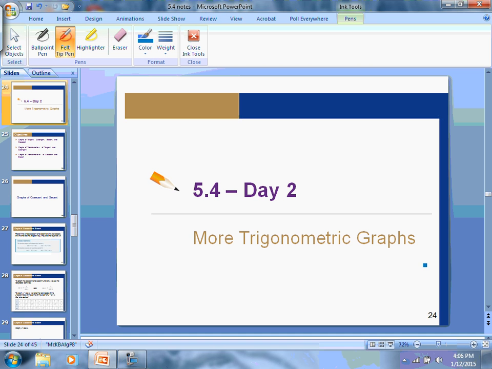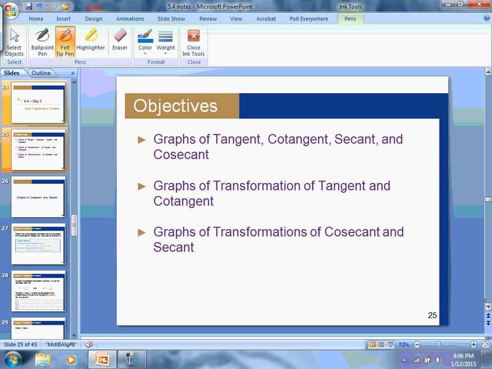These are the notes for section 5.4, day 2, entitled More Trigonometric Graphs. Today we're going to talk about the cosecant and secant graphs. In the previous section of notes, we talked about tangent and cotangent graphs and how you make them. Today we'll talk about the secant and the cosecant, which are the inverse of the cosine and the sine functions.